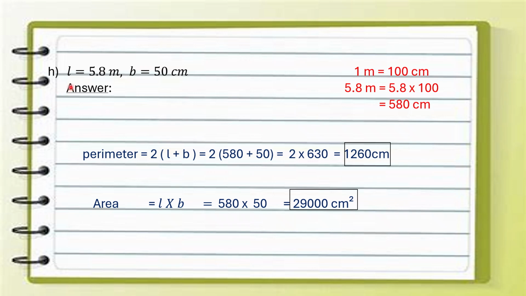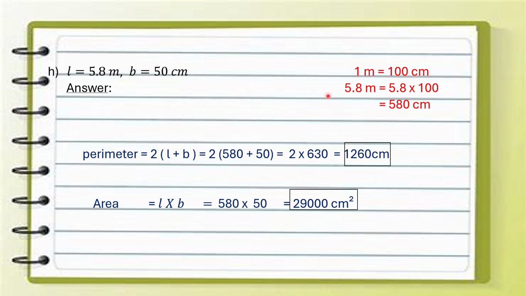Next sum is L equals 5.8 meter, B is equal to 50 centimeter. Let's find the answer now. What we have to do, we should find the perimeter. Before that, what we have to check, both should be in the same unit. Are both the same unit? No. What we have to do, we have to make it to the same unit. You can make both in the centimeter or meter.